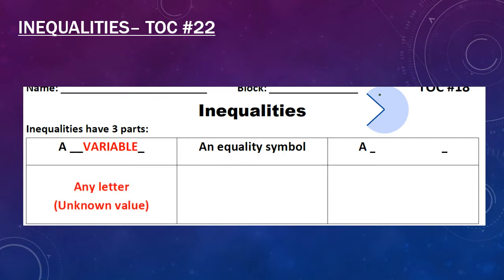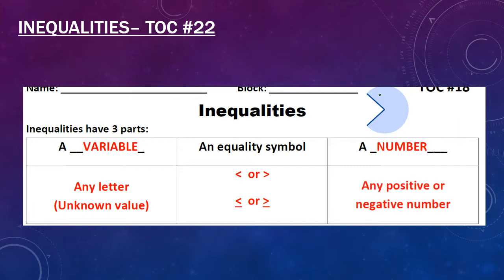And then you have the inequality symbol, which can be one of four types. You have either less than, greater than, less than or equal to, or greater than or equal to. And then you have a number, and that's any positive or negative number. If you need more time to write this stuff down, pause the video.